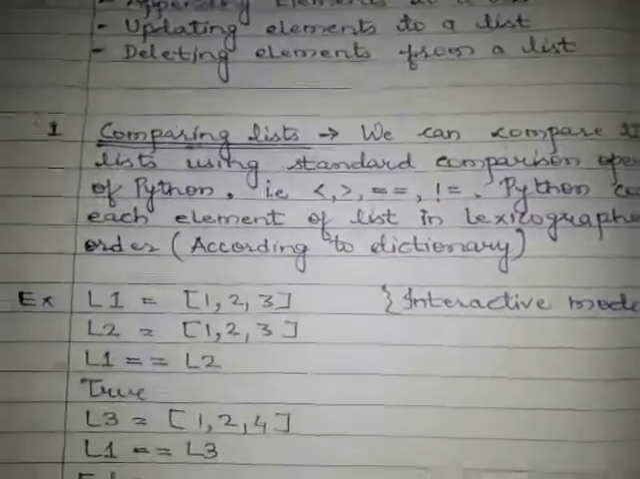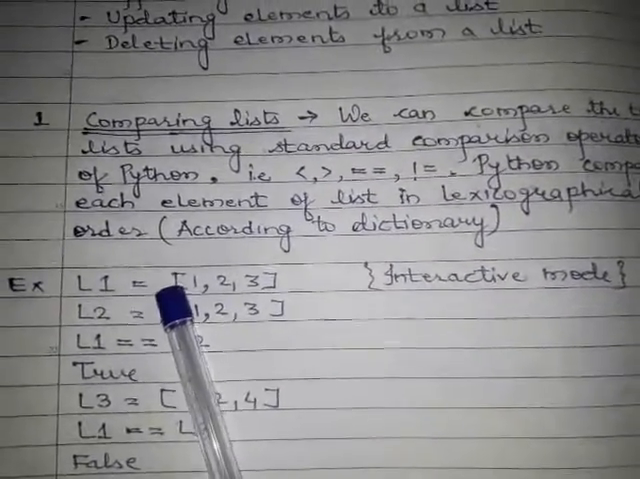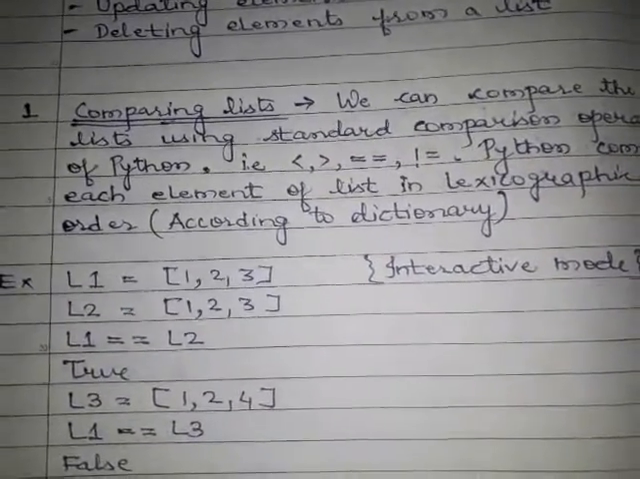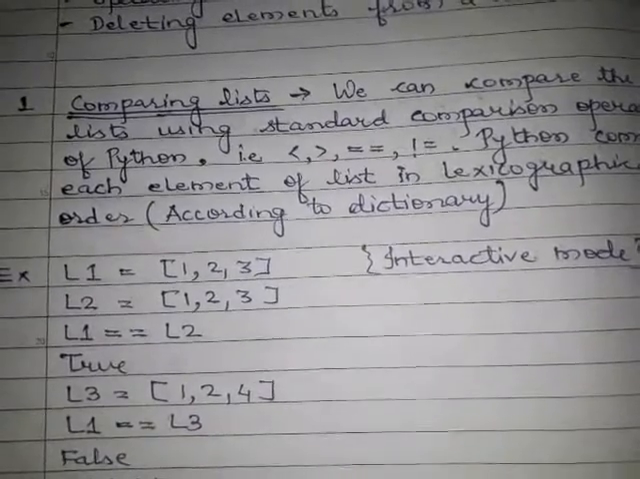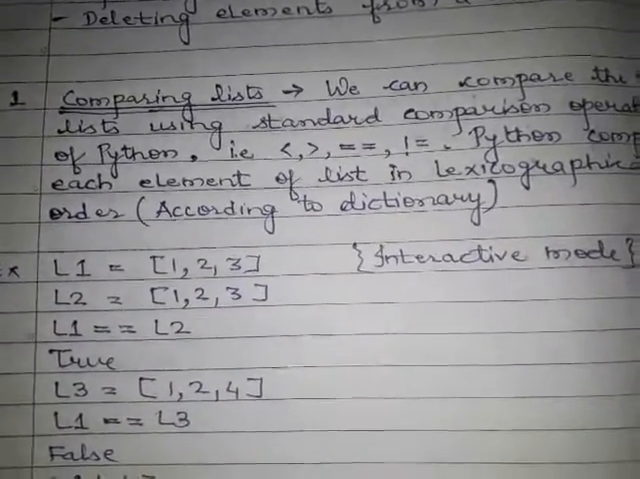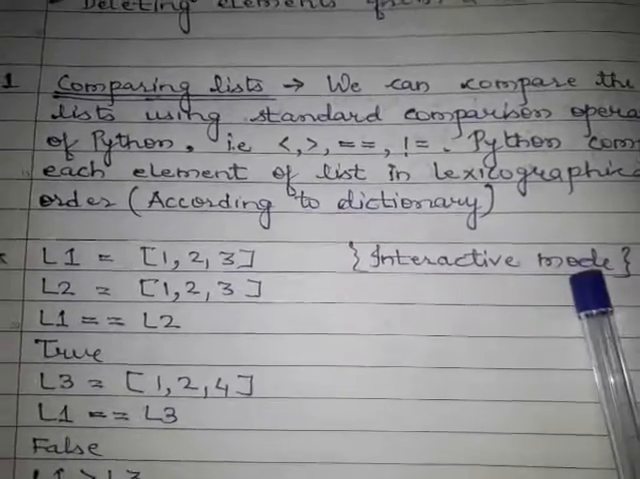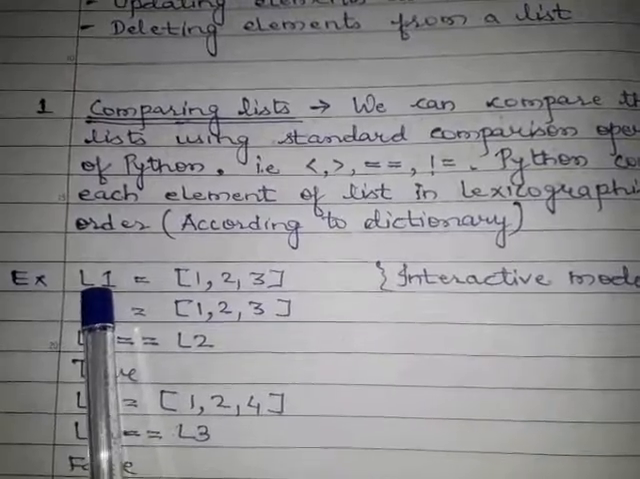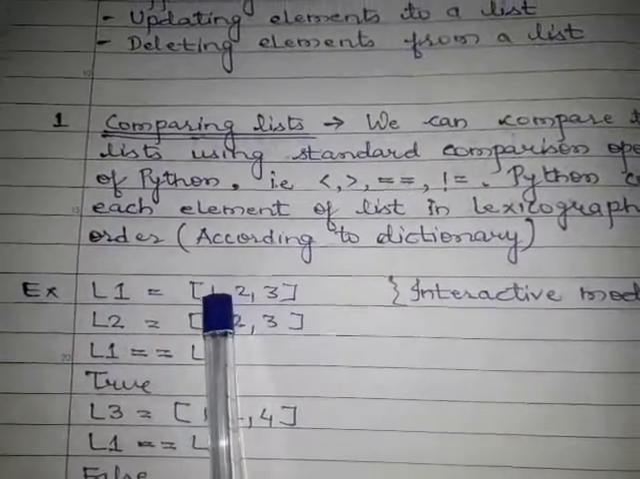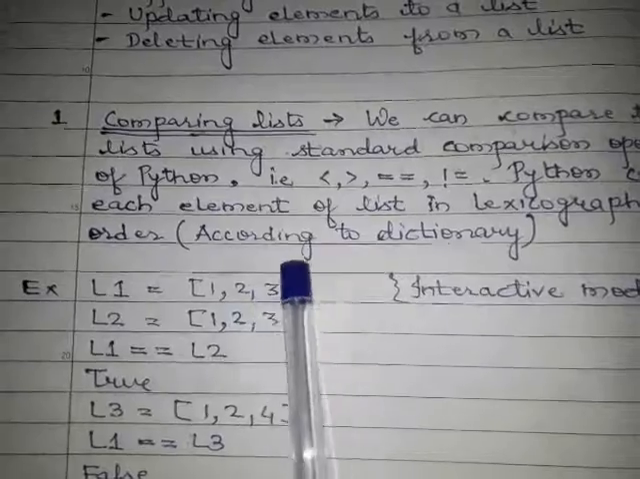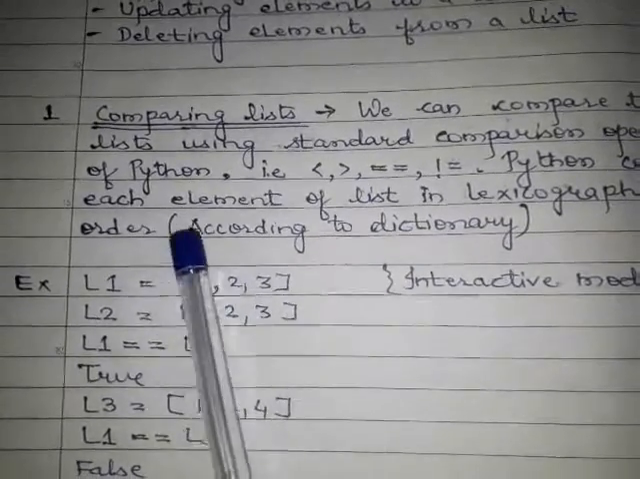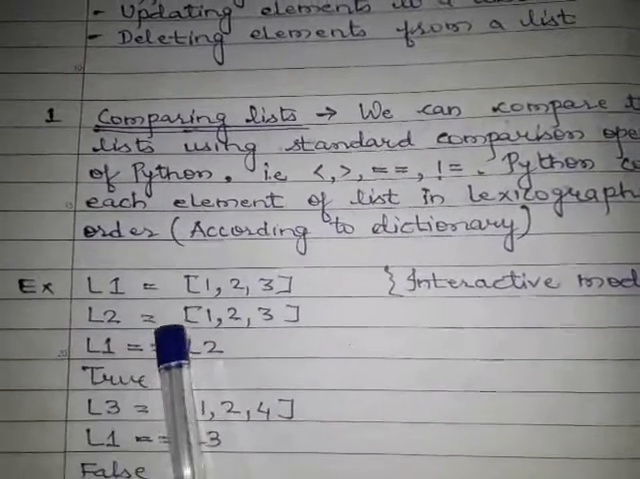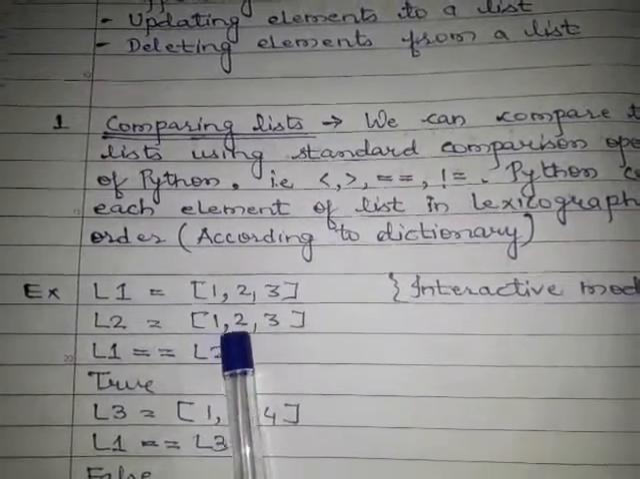Let us see how we can compare. In today's lecture, all the examples which I have given to you, you will have to practice in the interactive mode. So we are declaring the first list. The variable is L1. The elements are 1, 2, 3. Type as it is, as I have written in the notes. Another list, L2, which contains the same elements 1, 2, 3.